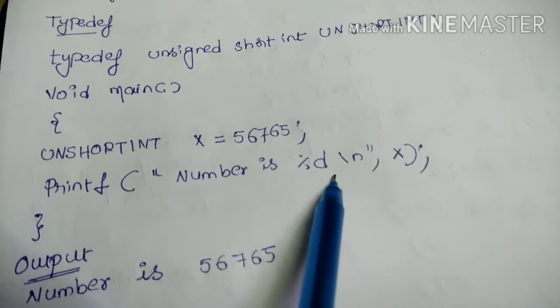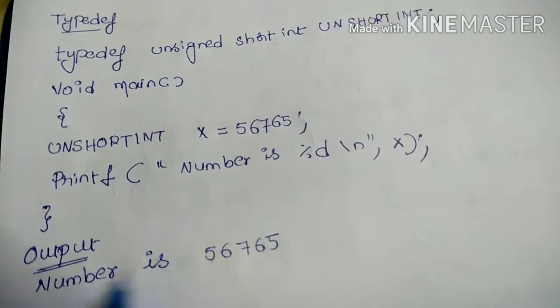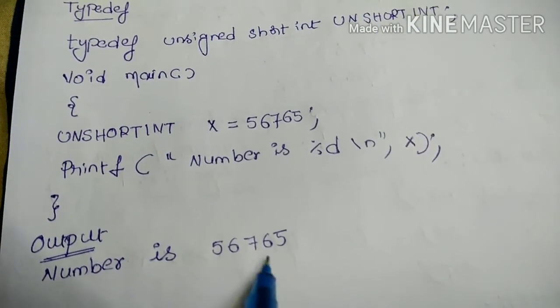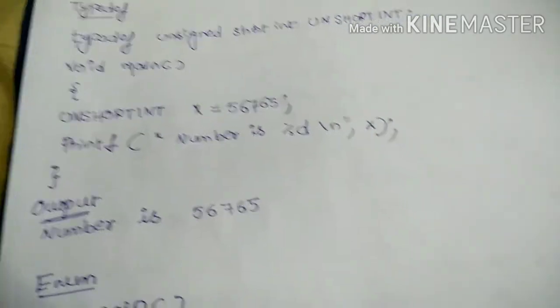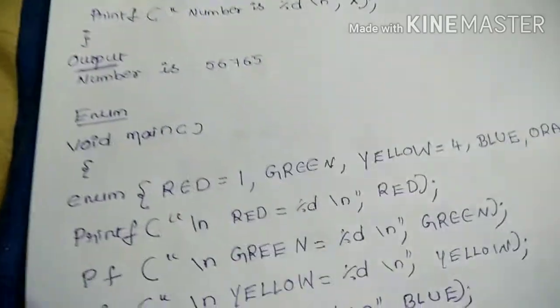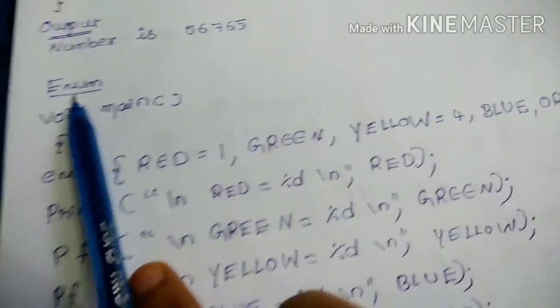printf("the number is %d", x). So what is the value of x now? 56765. So what data type have you created by using typedef? So this is one typedef, and next is the enumerated data type.